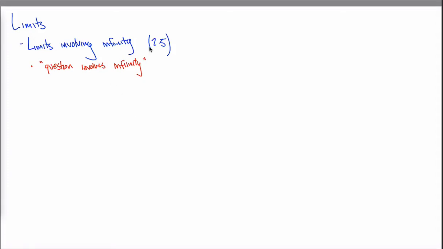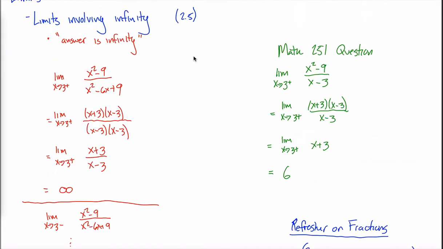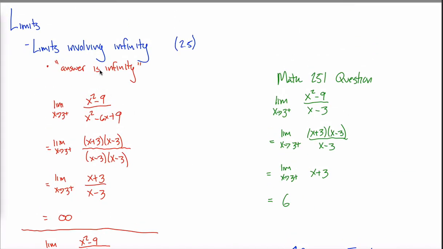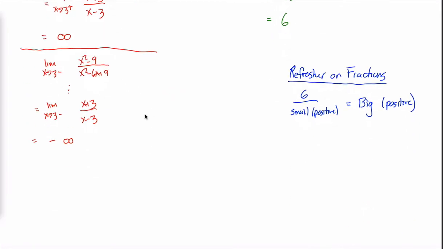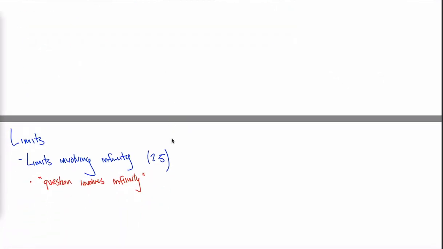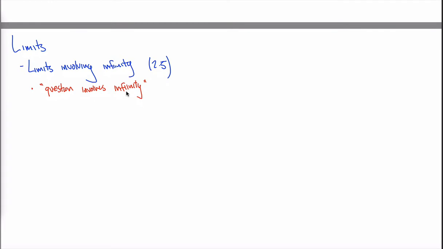All right, here's the second video covering section 2.5 in your book. We're still in the subsection involving limits. And in 2.5, we talk about limits involving infinity. But unlike the last video, where we talked about questions where the answer was infinity, and that's informally speaking, we saw some where it was positive infinity, some where it was negative infinity. In this section, the question is going to involve infinity.